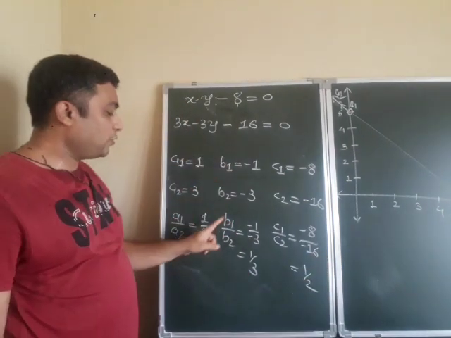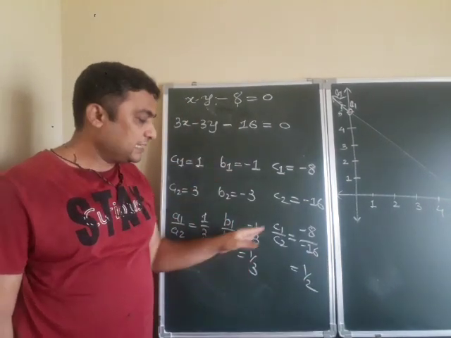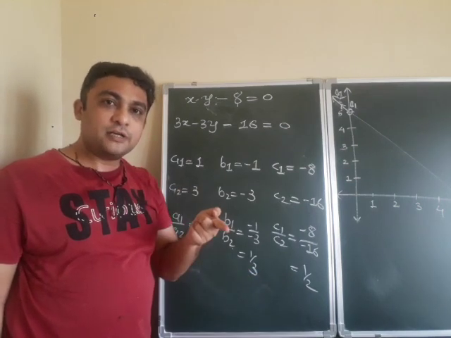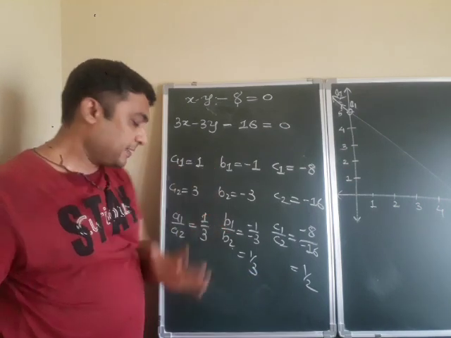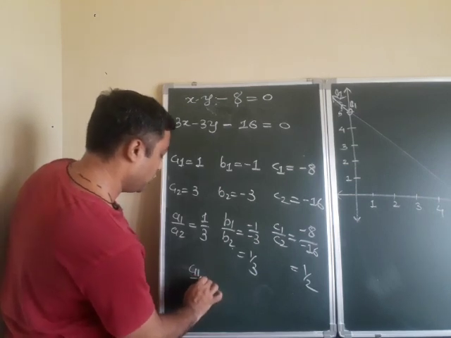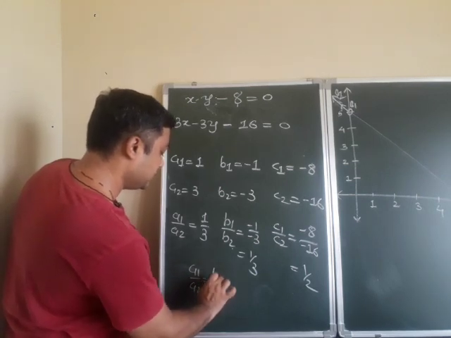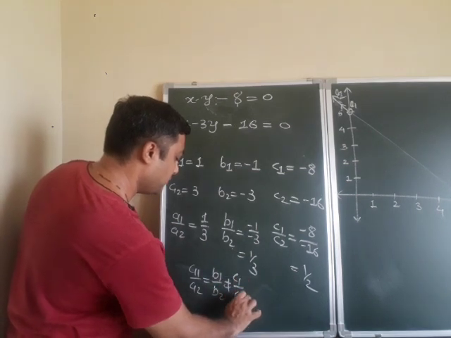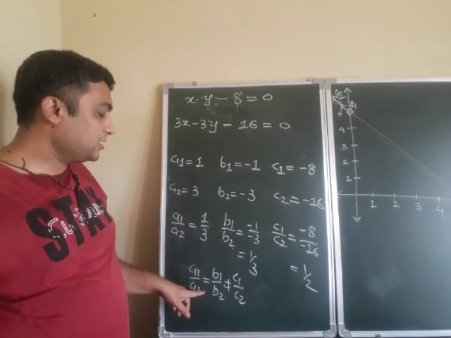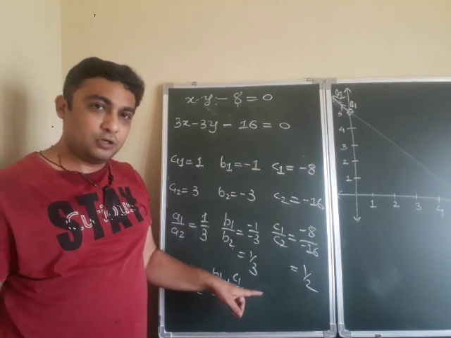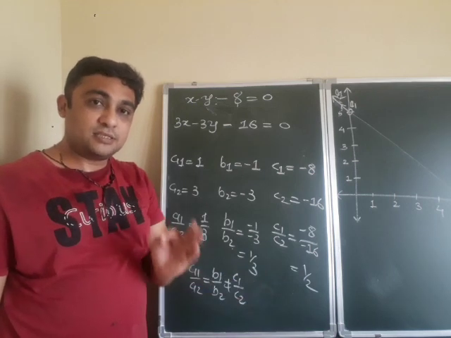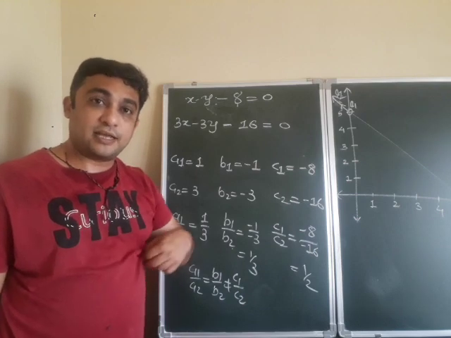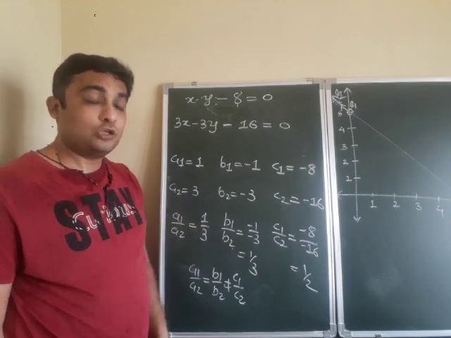So a1 by a2 and b1 by b2 are equal, but at the same time it is not equal to c1 by c2. Two are equal and the third one is not equal. So the lines are parallel, exactly. So a1 upon a2 is equal to b1 upon b2, which is not equal to c1 upon c2. You can make the statement: here the lines are parallel, so no solution, hence the system is inconsistent. Is that clear? Because no solution is possible.